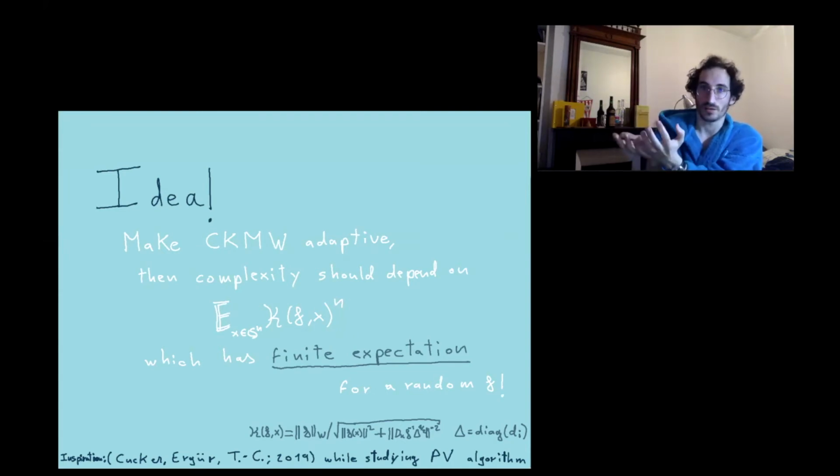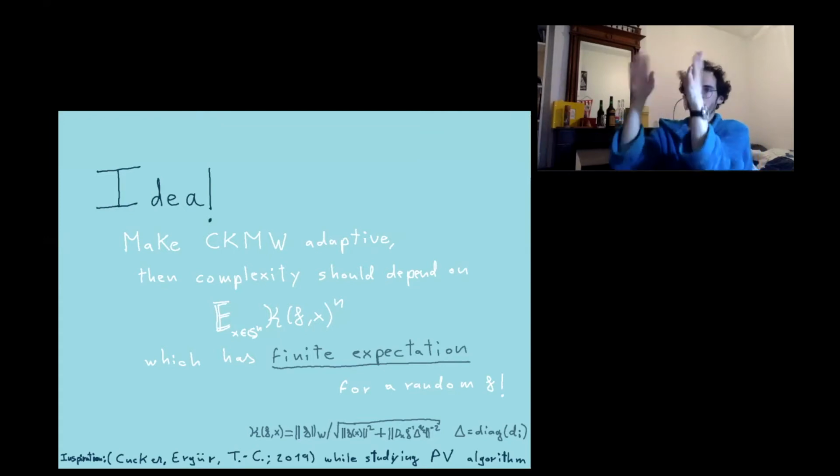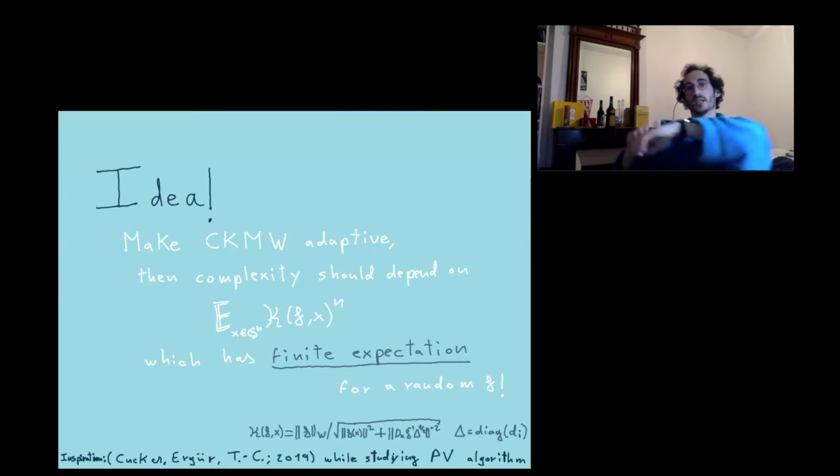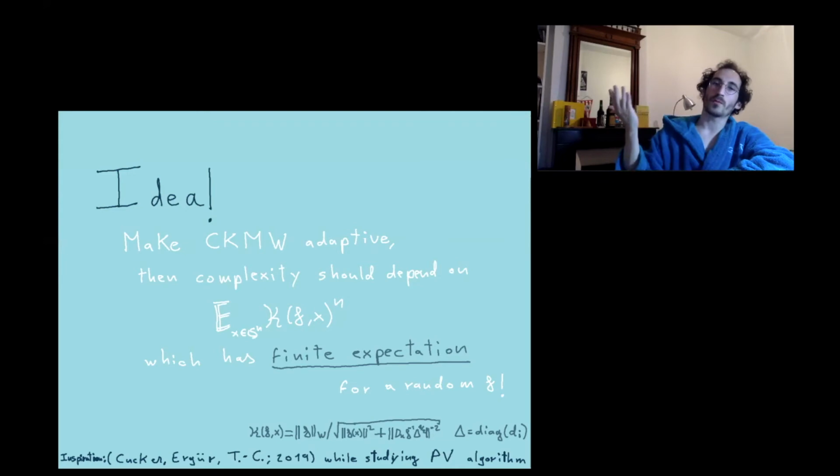And it happens that the n-th power of the local condition number has finite expectation. So one idea is, okay, we make the algorithm adaptive, then we will get a condition-based bound that depends on the integral of the local condition number on the sphere. And since this has a finite expected runtime, we are good and we have obtained an algorithm for our problem that has finite expected runtime.